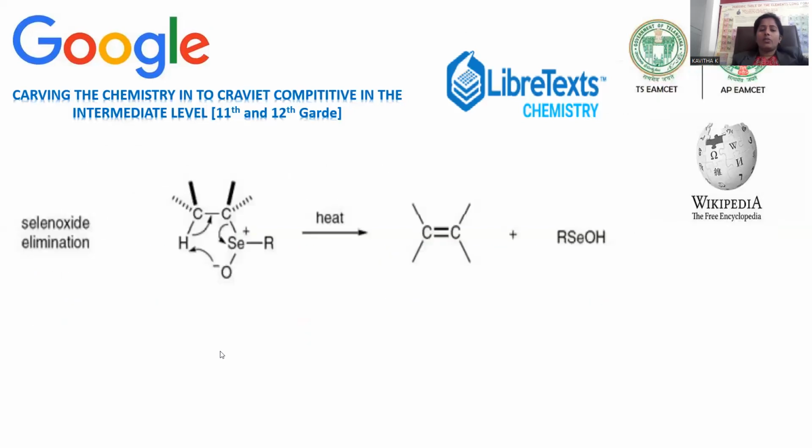Let's see how we can see it. Whenever there is selenoxide elimination, selenoxide means a selenium with an oxide substituent on it. This will participate as this bond moves slowly towards the carbon-carbon double bond, and this bond is departing like this, and oxygen is abstracting this H plus.